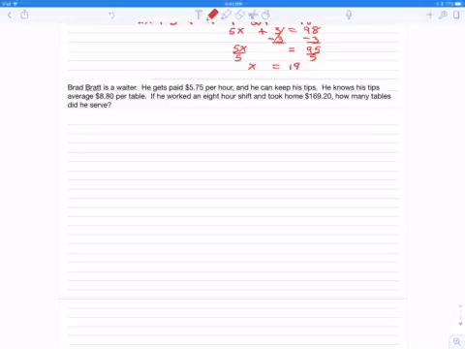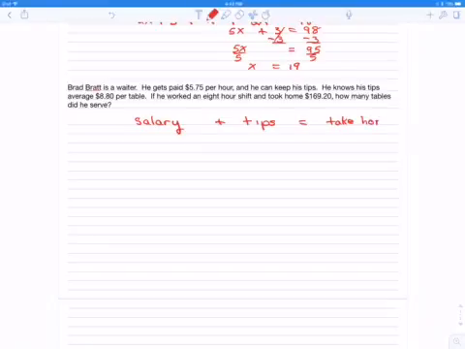So Brad gets a salary plus tips. So the salary plus the tips he earns will total what he gets to take home for the evening. For his salary, well, let's decide what we want our variable to be. We're looking for the number of tables. So let's let x equal the number of tables.